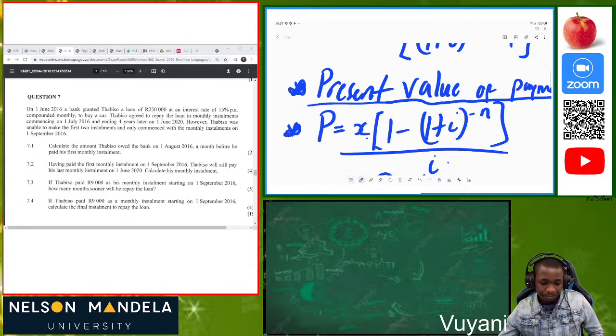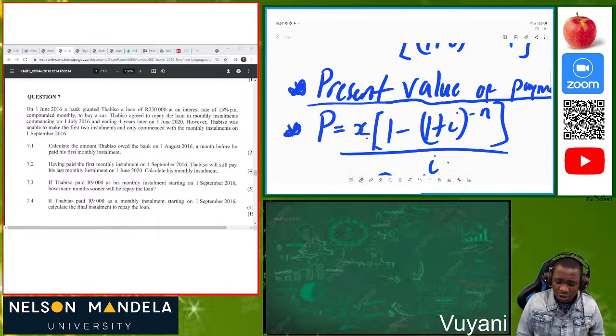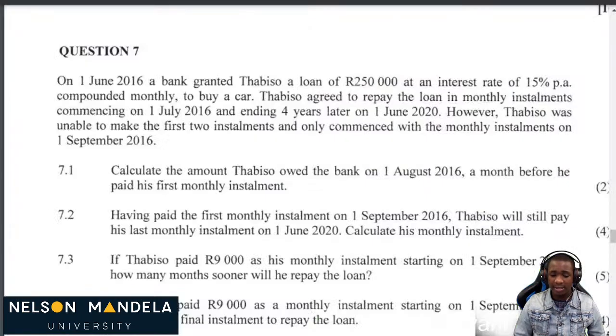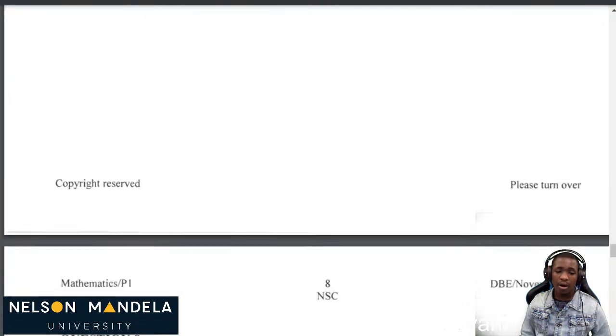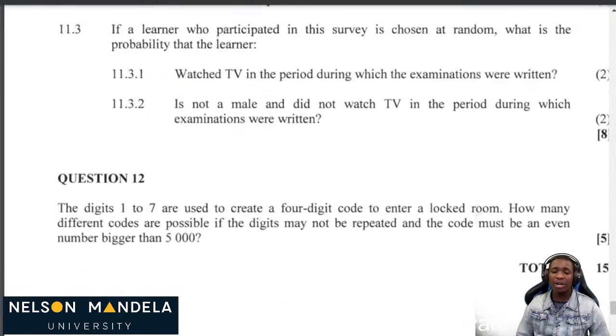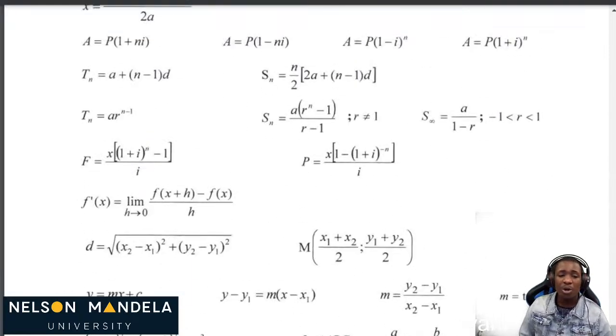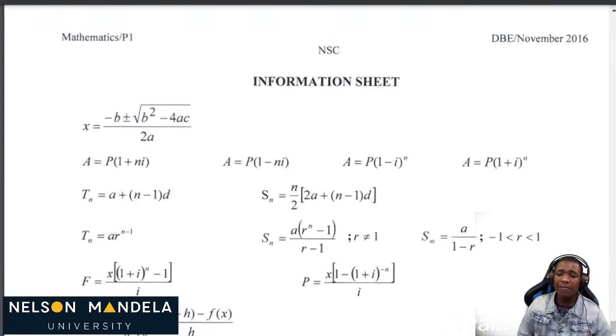All right. Now, let me show you something. When you scroll down on your question paper, you don't have to know this formula by heart, but you just have to know how to apply it. On your question paper, at the back, you are given what we call the information sheet or the formula sheet when you're writing your final exams.